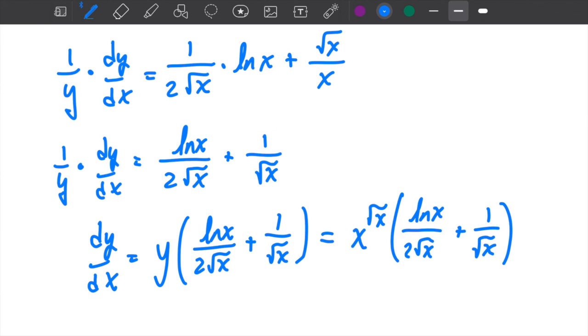Not the prettiest, but we have a way of differentiating any function that might otherwise look like a mess. There you go. Try it out.